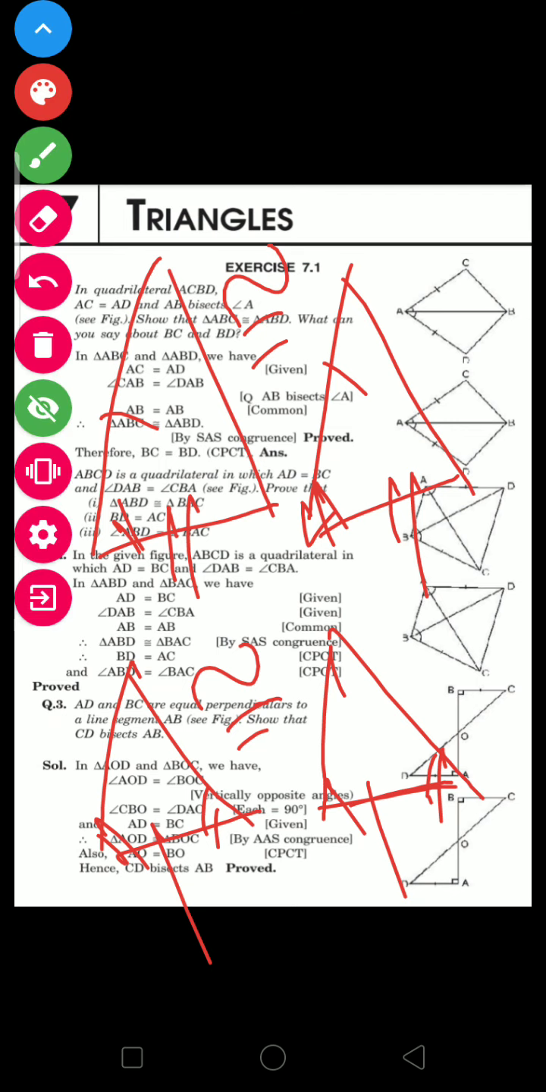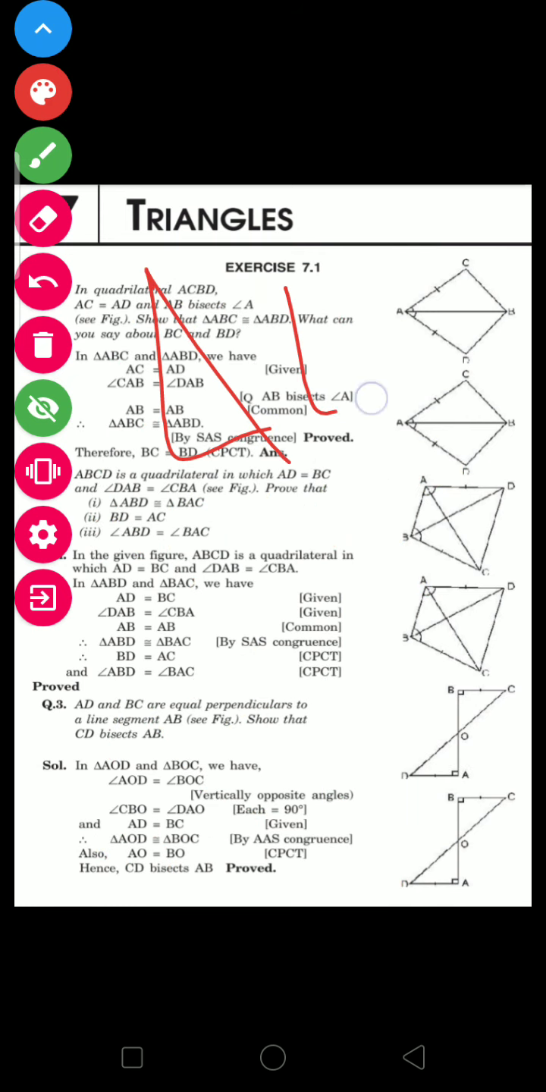And the last congruency, students, yesterday I told you, RHS. I think all the students had learnt it: one angle should be a right angle, the hypotenuse will be equal, and one side is equal. At that time these triangles will be congruent by the property, or by the rule, or by the theorem, RHS congruency rule. Are you getting, students, what I am saying? Okay. Now, students, I will go for the exercise.